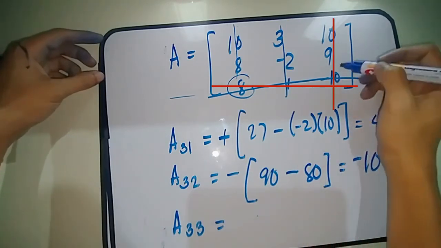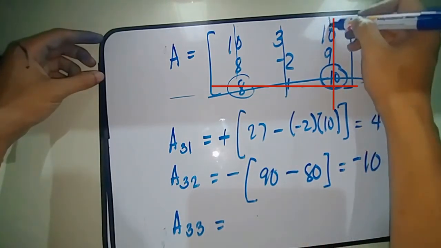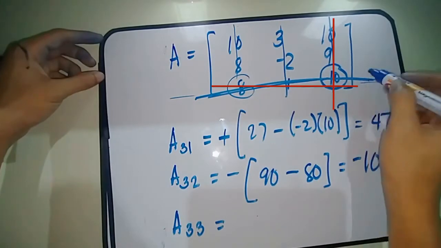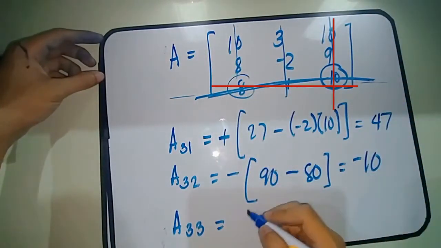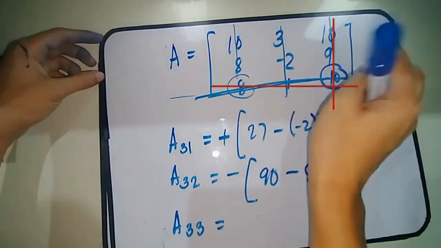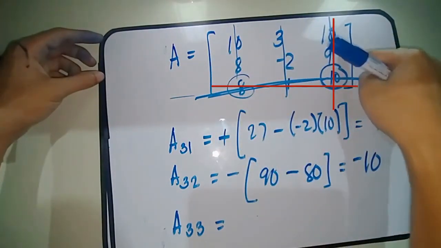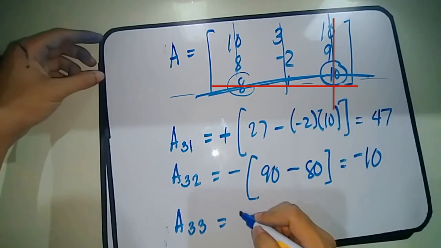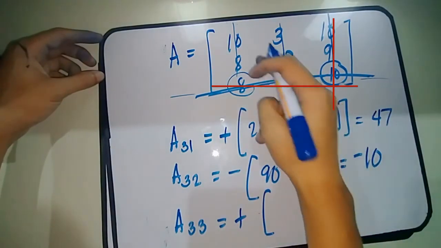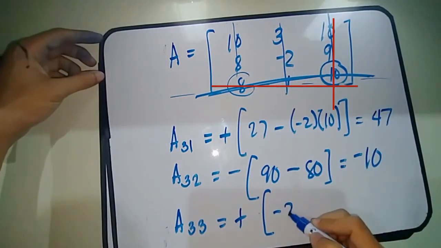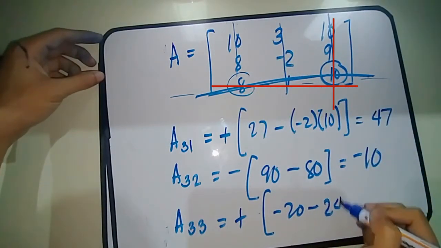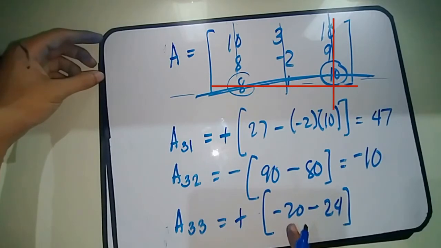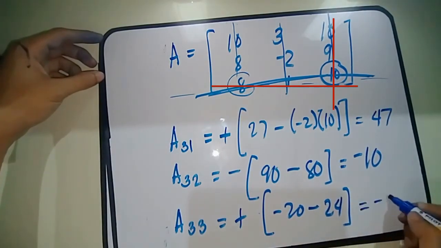So last na guys, ito. Cross out natin here. Natira is itong dalawa. So you have here 10 times negative 2. So sign convention, important guys. So plus minus plus minus plus. So this is positive. So plus we have here. So 10 times negative 2, negative 20. Minus, so 8 times 3, that is 24. So you have here negative 20 minus 24. So this is negative 44.